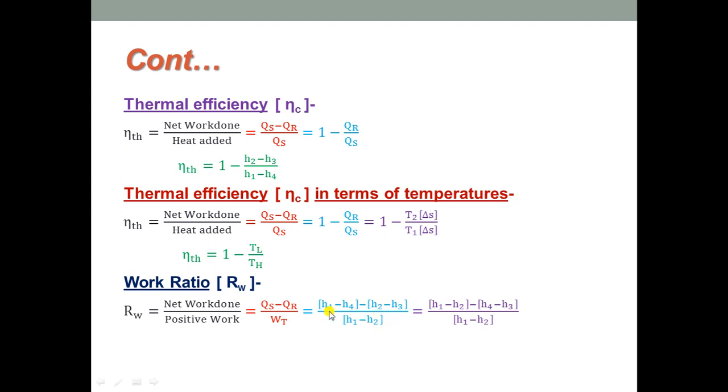Now, we are going to rearrange the terms H4 and H2 as done here. So, you will get H1 minus H2 minus H4 minus H3 over H1 minus H2. Now, we are going to separate the two terms of the numerator. So, we will get work ratio as 1 minus H4 minus H3 over H1 minus H2, and this is the expression which is used to determine the work ratio of a Carnot vapor power cycle.